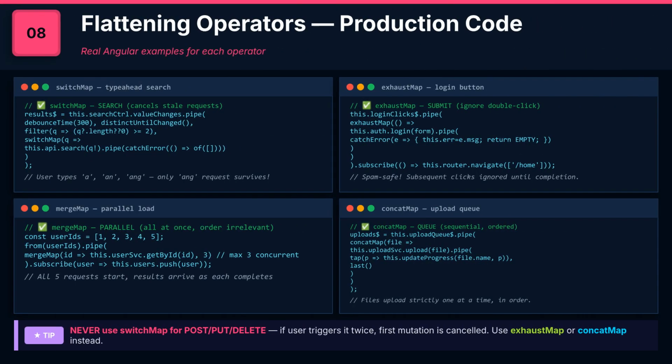Here we see production-ready code examples. SwitchMap is used for search to prevent stale requests. ExhaustMap is used for login to ignore quick double clicks. MergeMap is for parallel loading of multiple user IDs. ConcatMap is used for an upload queue to ensure files upload sequentially and in order. Remember, never use switchMap for mutations like post/put/delete. Use exhaustMap or concatMap instead.